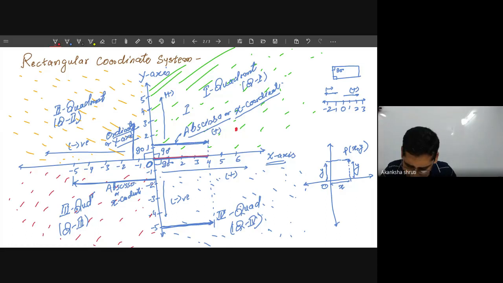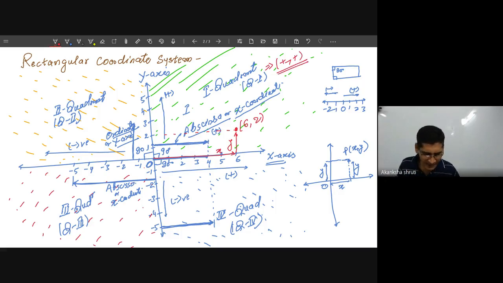Student, if any point is here, then I have to move this way, this much is x, then from 6 upward, this much is our y. Let me call this as 2. So this is our y. In this case, the x is positive, the y upward is also positive. So whatever value we take, say 6, 2, the default sign is always positive. So for the first quadrant, the sign is positive, positive.